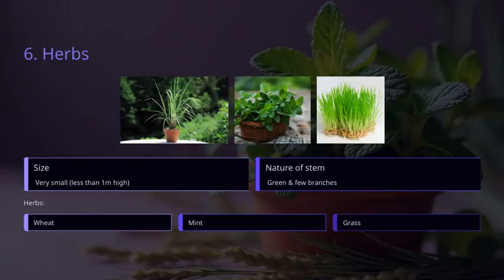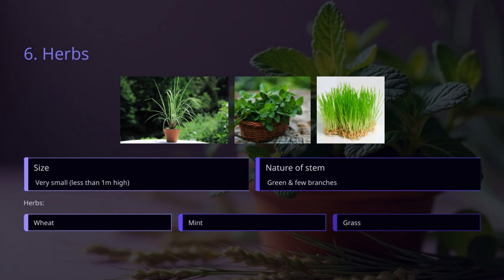Now let's take a closer look at herbs. These are generally very small plants, usually less than 1 meter high. Some common examples include wheat and mint. When we observe their stems, they tend to be green and have few branches, giving them a simple, delicate appearance.